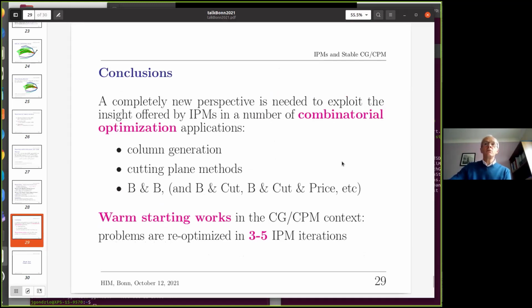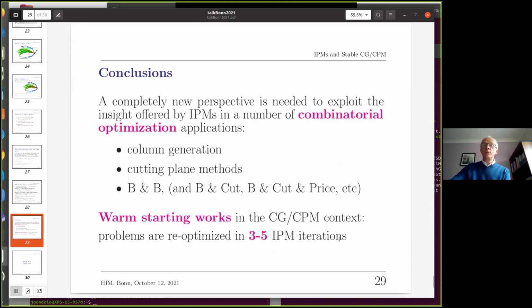And time is pressing, so time for conclusions. There is a new perspective that is delivered by interior point methods when applied in combinatorial optimization applications, in methodologies such as column generation or cutting plane or branch and bound and all its derivatives. And also I'd like to say warm starting works in this context. That is, it's possible normally to re-optimize the problems in something like 3-5 interior point iterations. Now, it's not as quick, 3 to 5 IPM iterations.